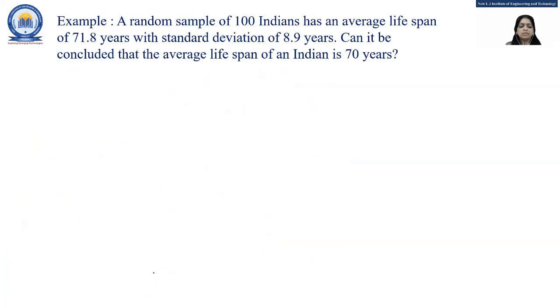For the detailed understanding, let's check one example. Here, a random sample of 100 Indians has an average lifespan of 71.8 years with standard deviation of 8.9 years. Can it be concluded that the average lifespan of an Indian is 70 years?